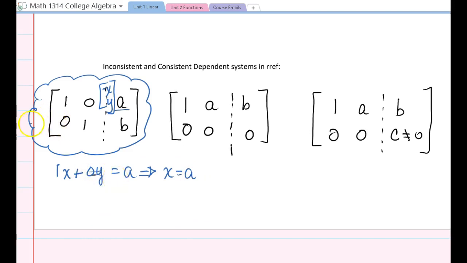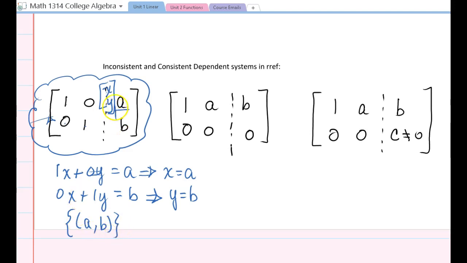And if I do the bottom row, I would see 0 times x, which is 0x, plus 1 times y, is equal to the second number in our answer column, which would be b. And that will give us our value for y is equal to b. So our solution set here would be the point a comma b.